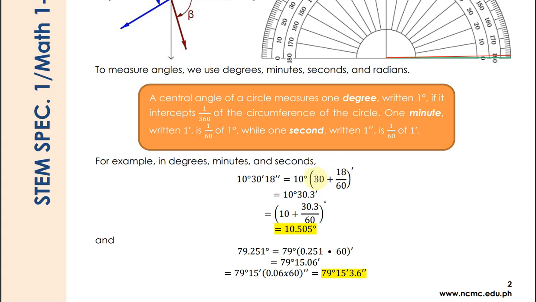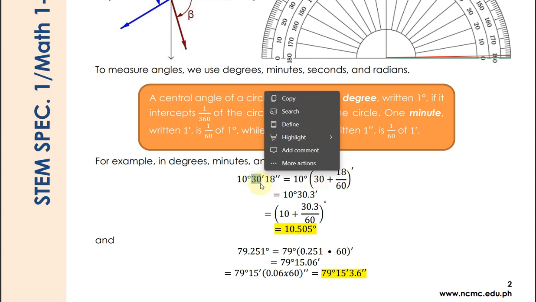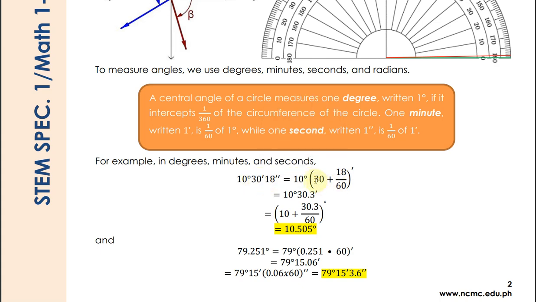Then you will add it to your given minute, which is 30. So that's why we have 30 plus 18 over 60. Then the unit now is in minutes. Next, the answer for that is 30.3 minutes.